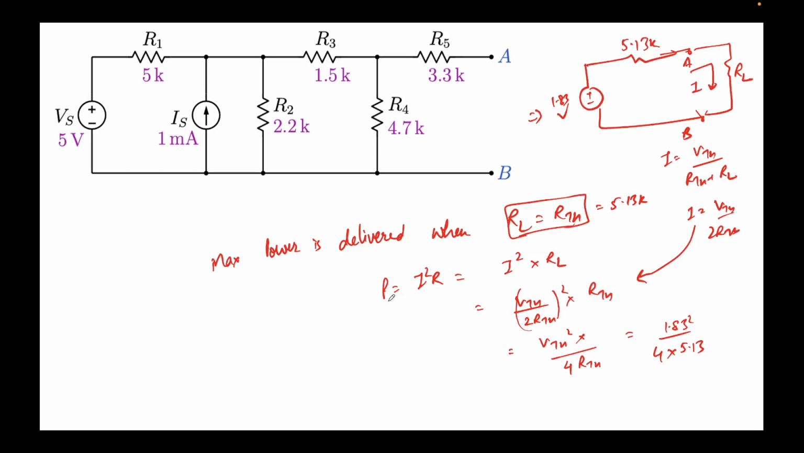So this is the power delivered to the load. Power delivered to RL. Hence the formula is I square times RL. The value of RL happens to be RTH, which is 5.13 kilo ohms. I'm only placing the value, just replacing the value. That's it. Okay, so next step. 1 RTH gets cancelled, VTH square over 2 square is 4, RTH square, 1 RTH gets cancelled, only this term remains.